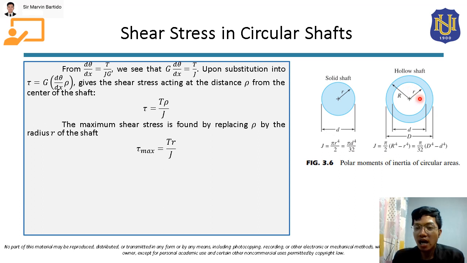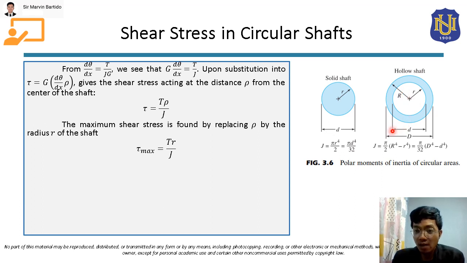Okay, and there will be an inner radius r here, so that will be measured from the center up to this point. Okay, and we will also have here an outer circle. This is the outer circle, so here there will be an outer radius. This will be measured from the center up to the outermost surface of the shaft. So that will be capital letter R.